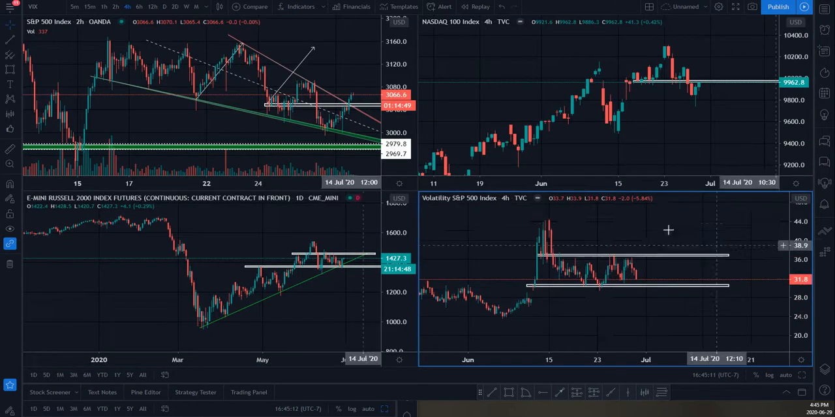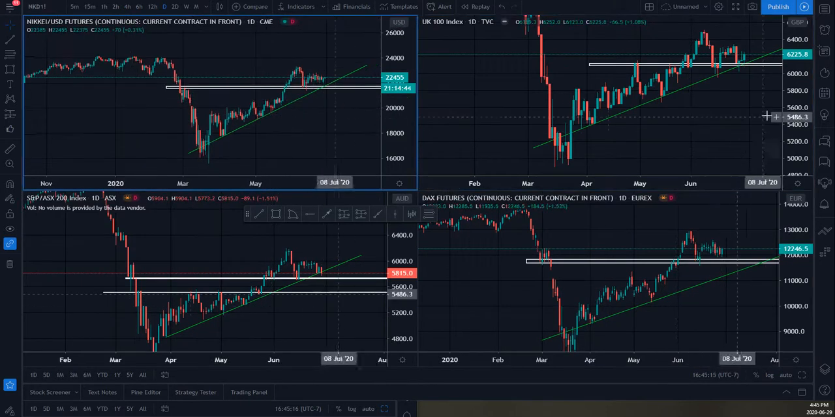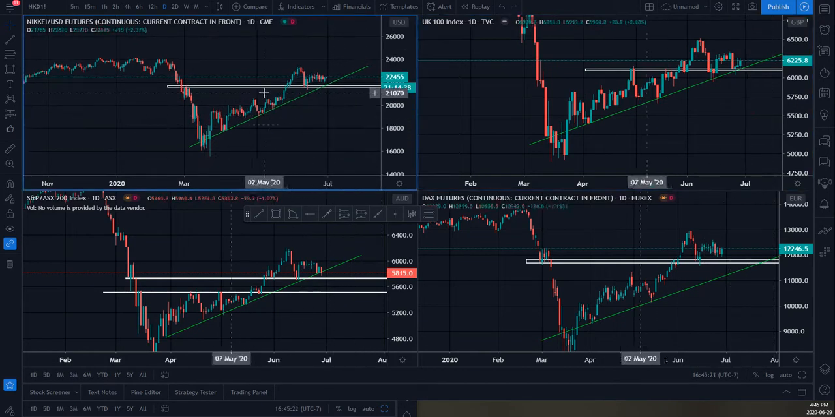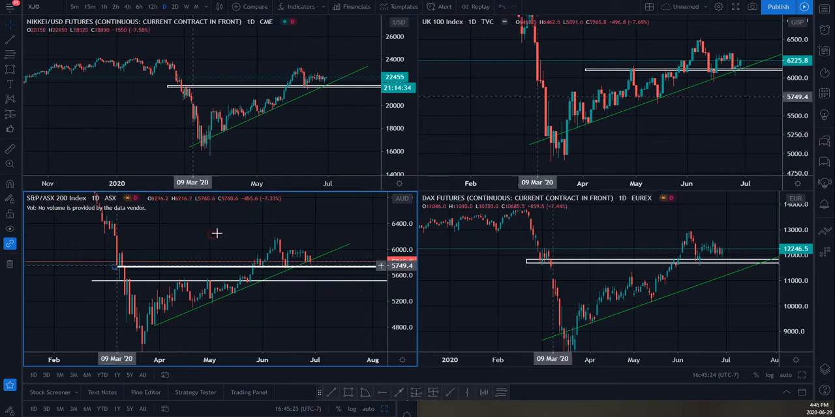Now we're going to be looking at the global markets. So we're going to be looking at some UK. This is the UKX, which is the FTSE 100, the United Kingdom's index. You have the ASX, which is the Australian stock market, ASX 200.